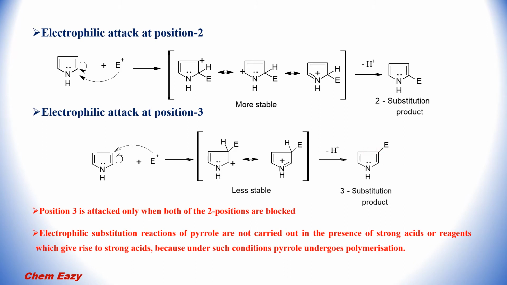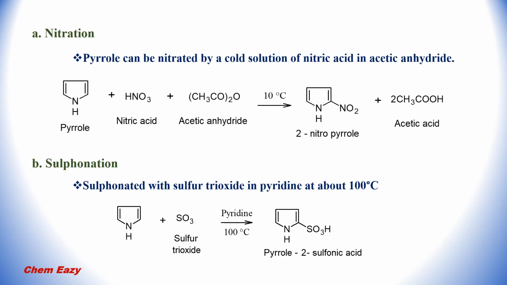The electrophilic substitution reactions of pyrrole are not carried out in the presence of strong acids or reagents which can give strong acids, because under these conditions pyrrole undergoes polymerization. Let's see some examples for electrophilic substitution reactions of pyrrole.